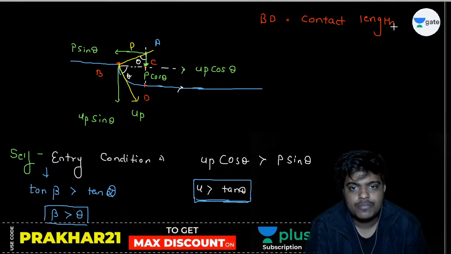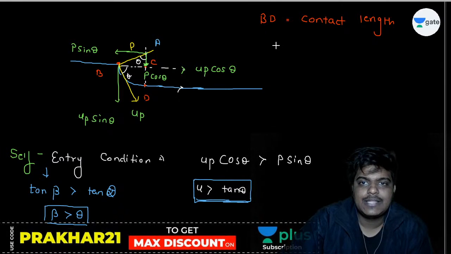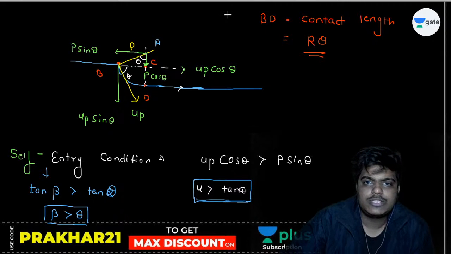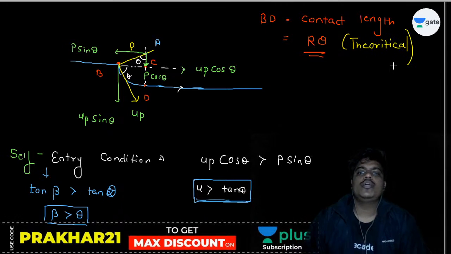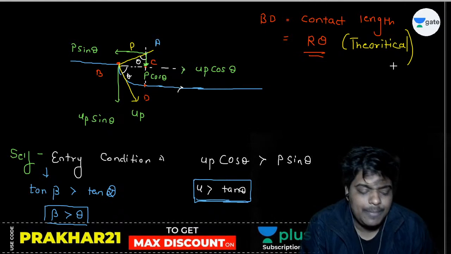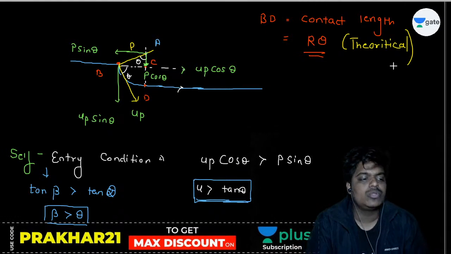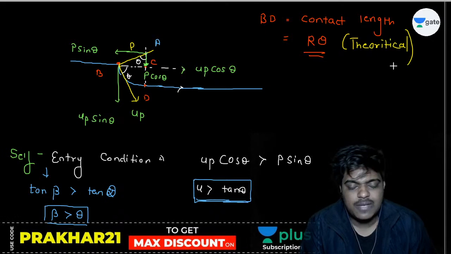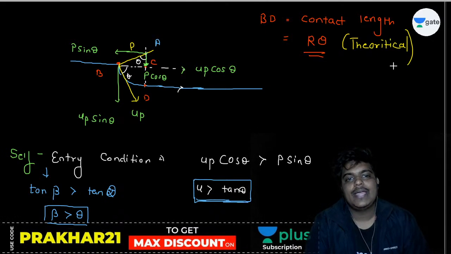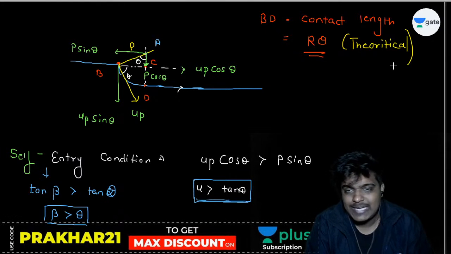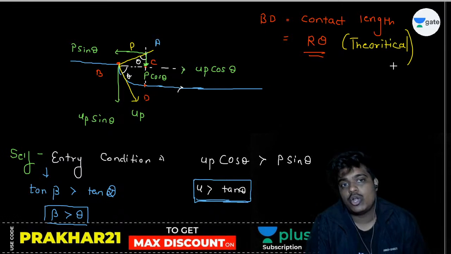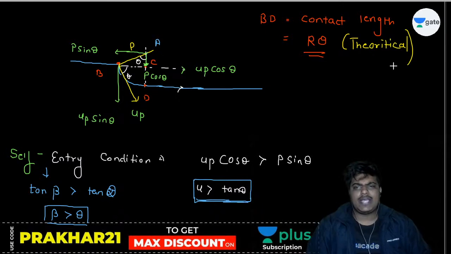चलो करो, फटाफट नोट डाउन करो। BD is the contact length. BD can be said to be radius of roll into theta. Yes or no? This is the basic formula for BD. This is the theoretical value. If somebody asks you the contact length, what will you say? It will be BD only. That is the contact length, r theta. But sometimes r or theta is not given, and then it is not possible.